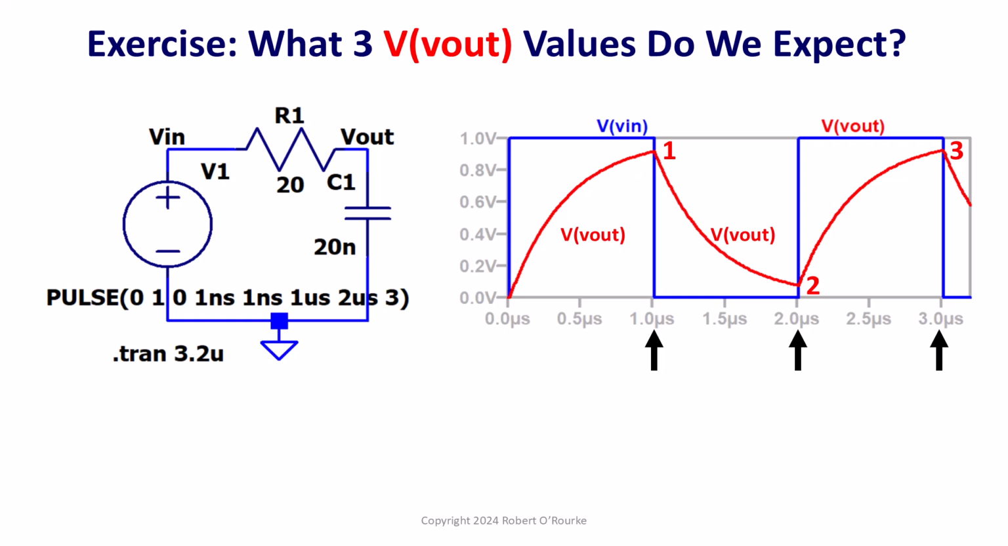For this circuit, with a 20 nanofarad capacitor, what values of output voltage, vout, do we expect to see at the three marked points in time? 1 microsecond, 2 microseconds, and 3 microseconds. We'll work through the calculation equations in this three-part exercise and then compare the calculated results to LTspice simulation results.